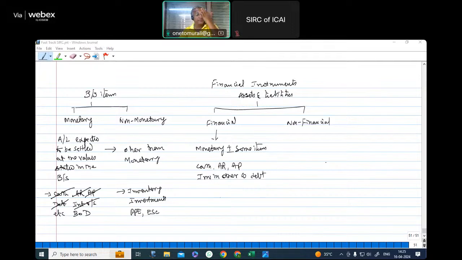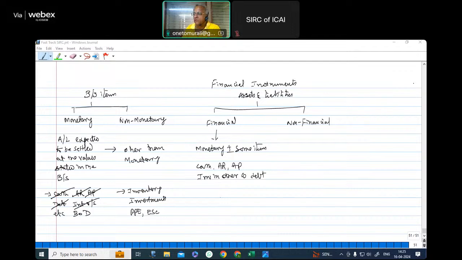Financial instruments. Balance sheet items are classified into two as monetary and non-monetary. Monetary items are those assets and liabilities which are expected to be settled at the values at which they are stated in the balance sheet. Non-monetary items are other than monetary. For monetary items, we have examples such as cash, accounts receivable, accounts payable, debenture, interest outstanding, bank overdraft, etc.